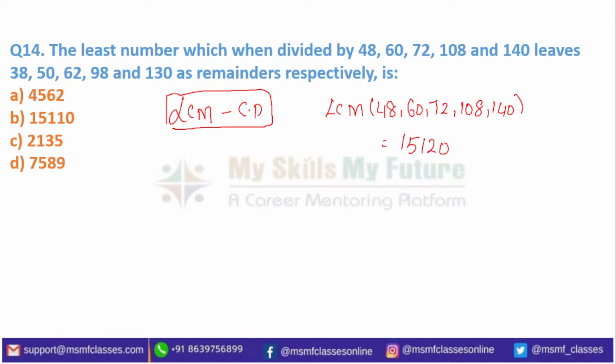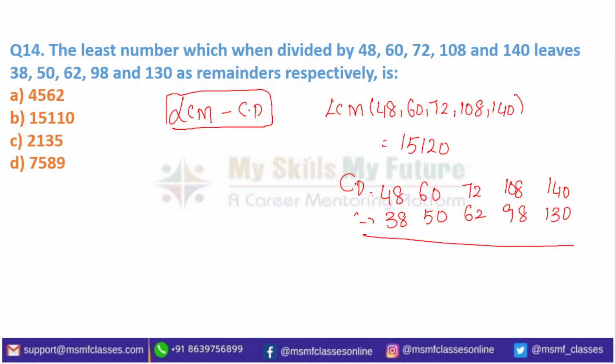Next step is the common difference. For 48 the remainder is 38, for 60 the remainder is 50, for 72 the remainder is 62, for 108 the remainder is 98, for 140 the remainder is 130. Just find the difference. 48 minus 38 is 10, 60 minus 50 is 10, again 10, 10, 10. This is the common difference. Just substitute: 15120 minus 10 is 15110.